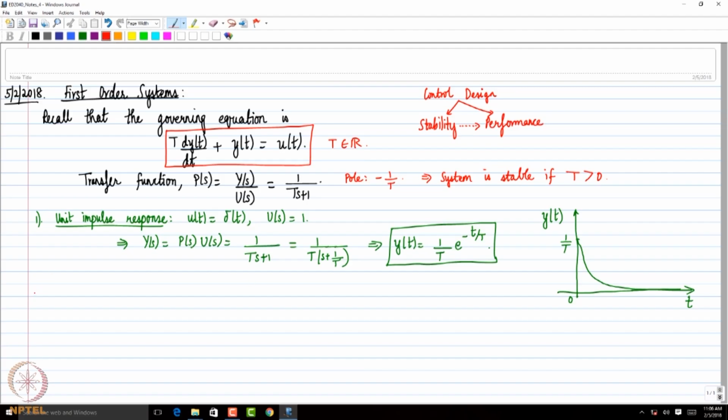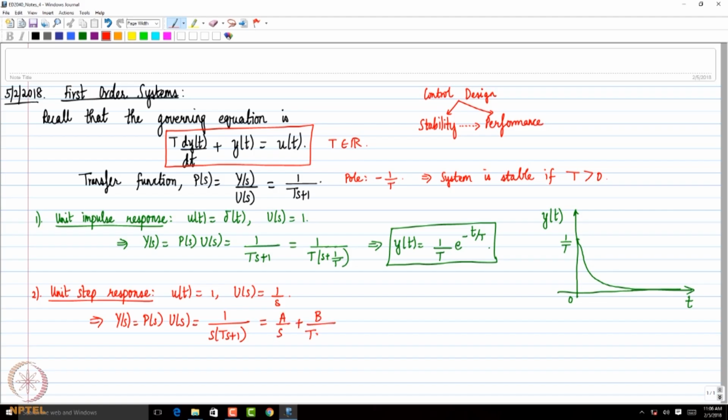Now let's calculate the unit step response. Unit step response means u(t) is equal to 1, and U(s) is equal to 1 divided by s. So this implies that Y(s), which is P(s) times U(s), is equal to 1 divided by s times (Ts plus 1). If I want to do a partial fraction expansion, I just rewrite it as A by s plus B by Ts plus 1. What will be A?